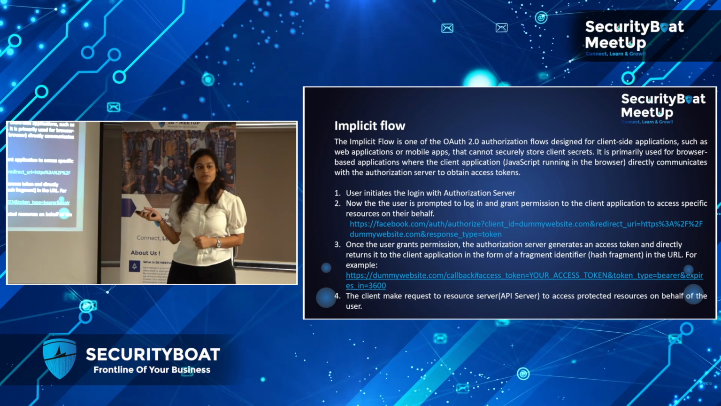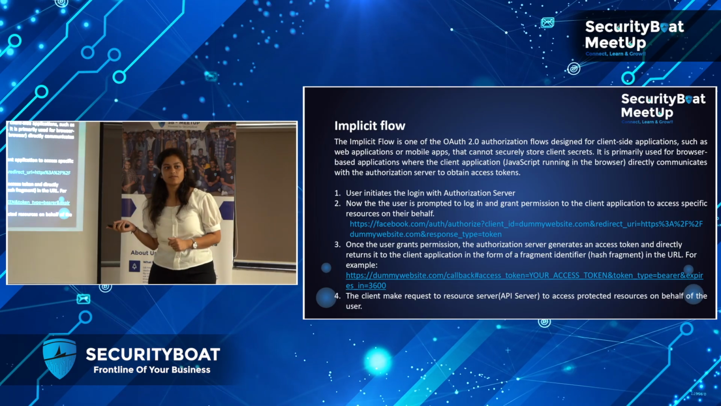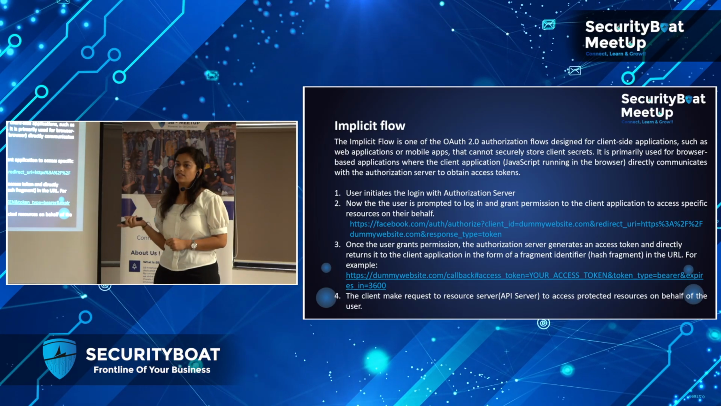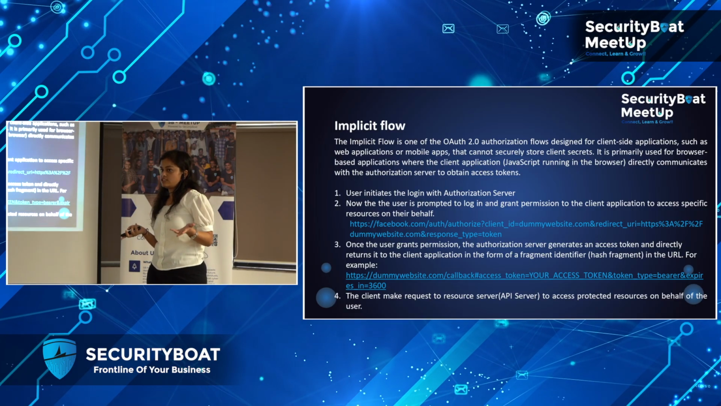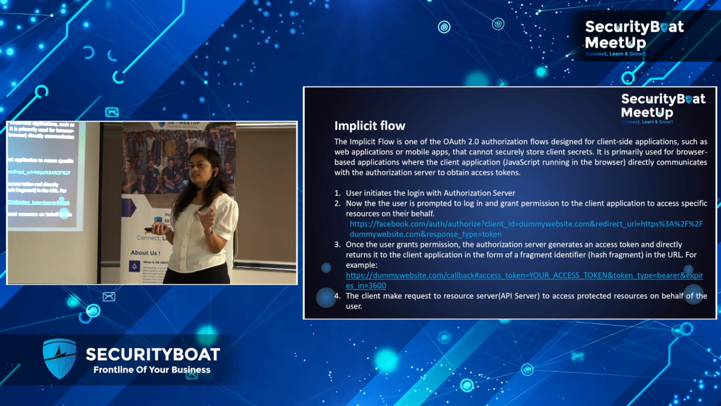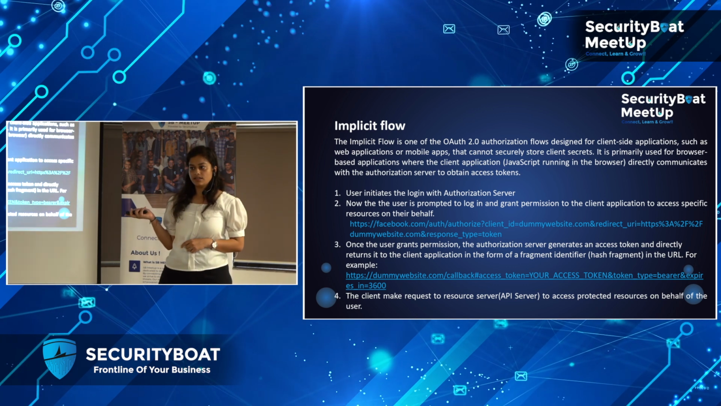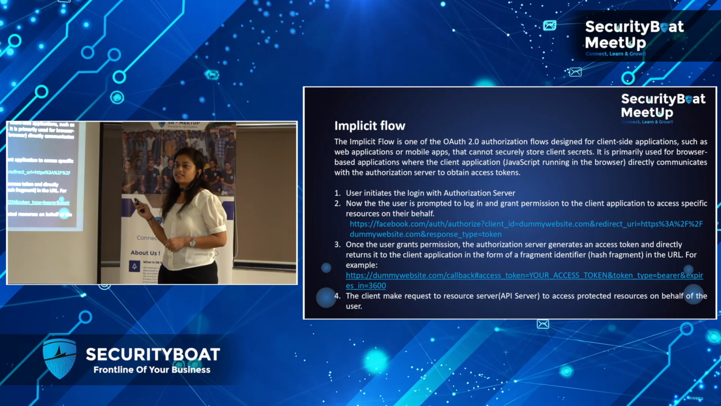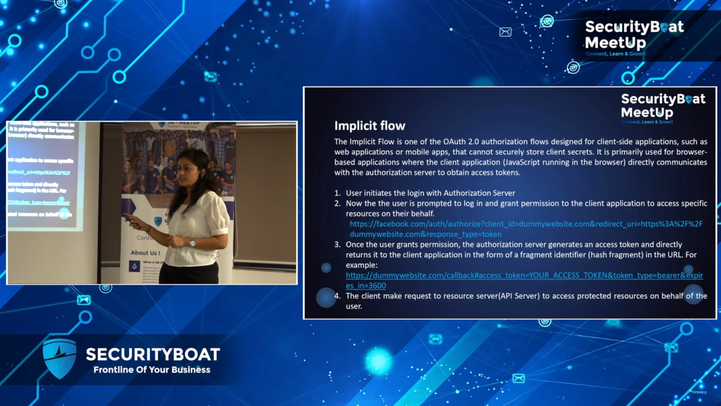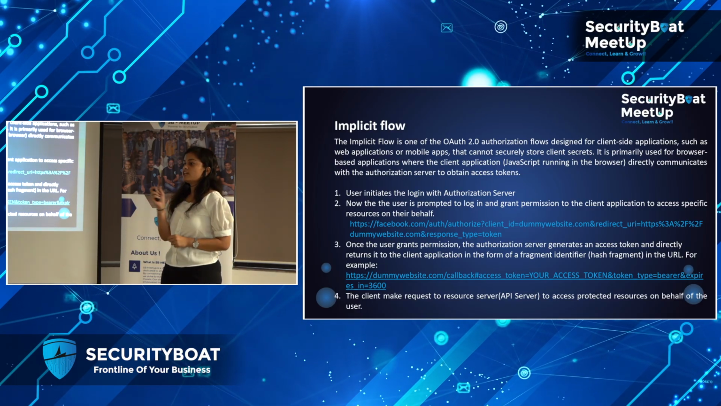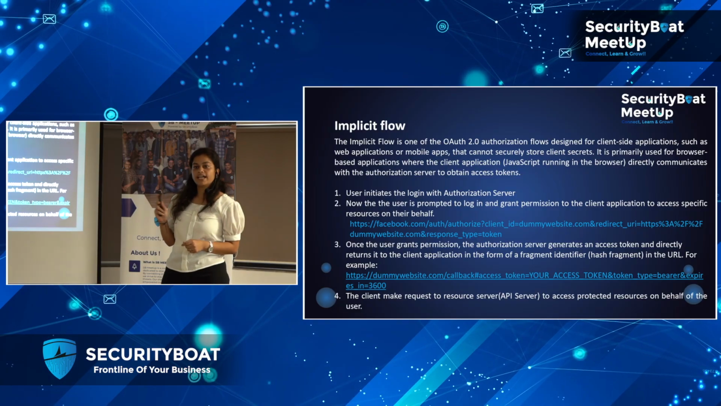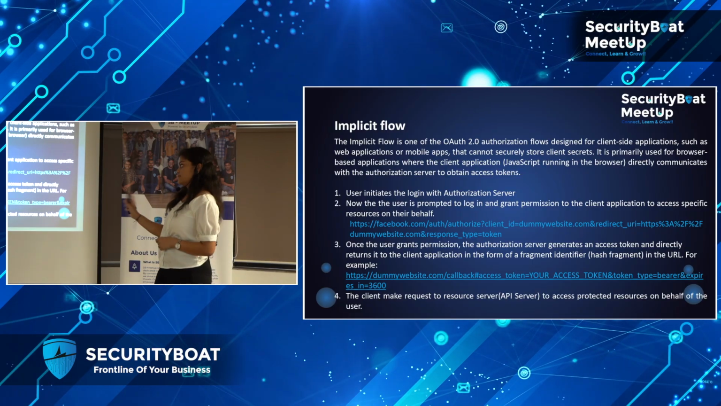Then there is one more flow, the implicit flow. Implicit flow is not that secure, because there we can't store the client secret. It is used for single page applications, pure JavaScript apps. We do the same thing here, but we are not getting the temporary code. We are directly getting the access token. Next slide.